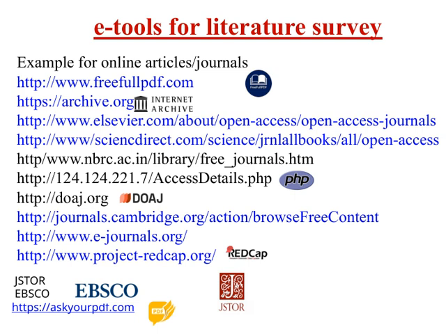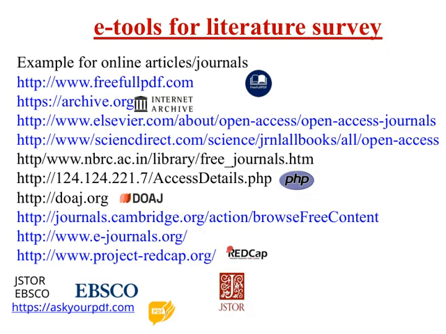Cambridge University Press also offers free content through their journals platform. It's worth exploring their free sections for high-quality research papers. eJournals.org is another portal that aggregates open access journals, making it easier to discover relevant articles. Project RedCap, while primarily a research data management tool, also provides resources and tools for literature surveys, supporting your research process.